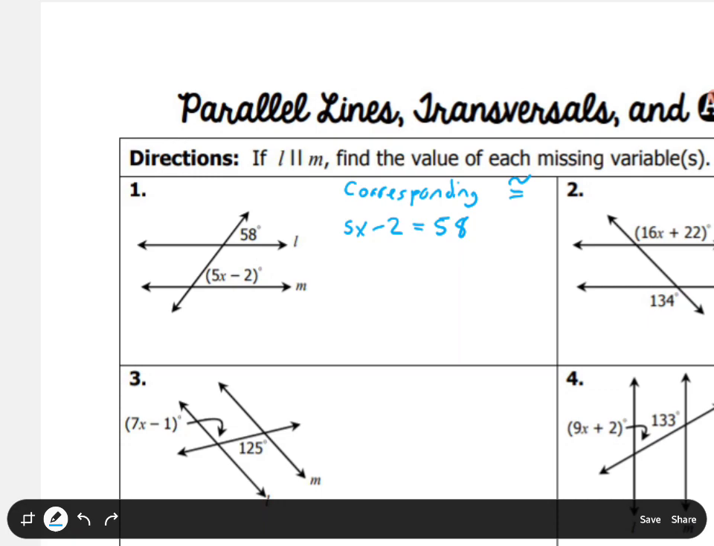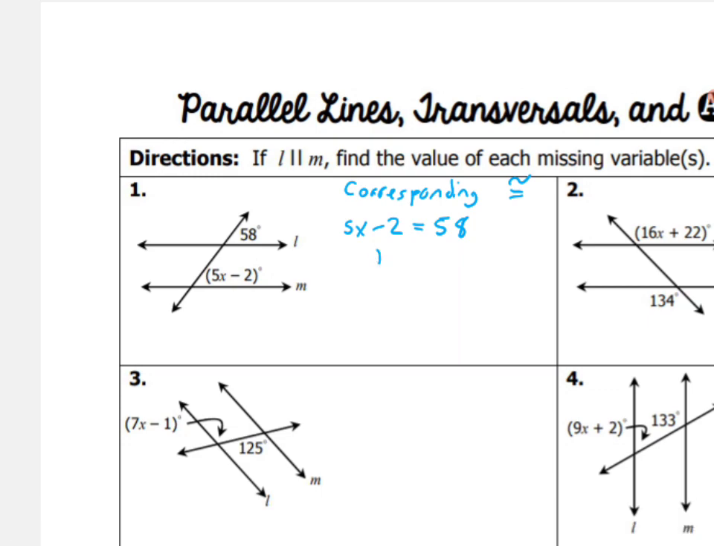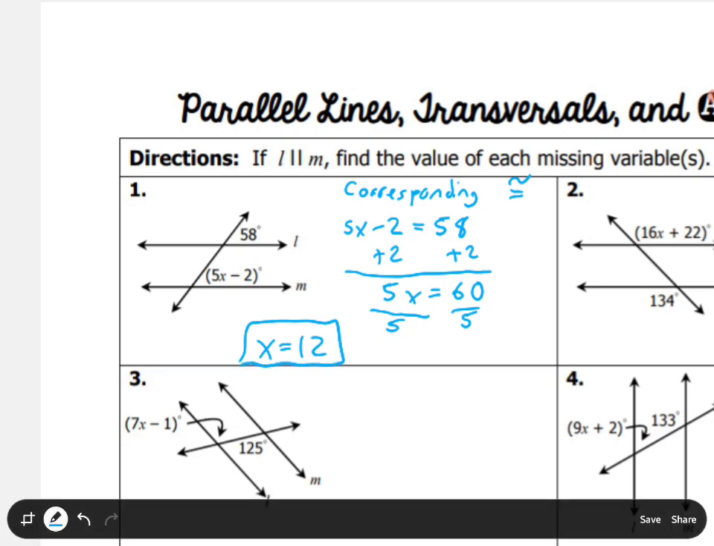All right. So here, I have to get rid of my 2 on this side. I'm going to add 2 to both sides to get that x by itself, and I'm going to have 5x equals 60. Lastly, I want to solve for x, so I have to divide both sides by 5, and I'm going to get x equals 12. And that's all we're trying to find here. We're just trying to find the variable, so we don't have to go back and plug in.